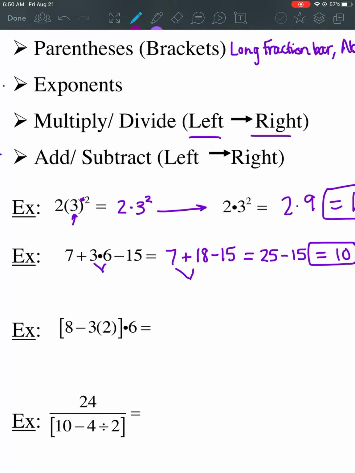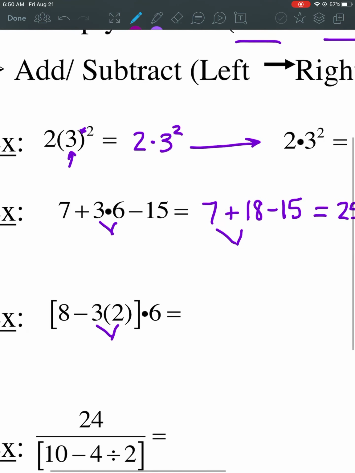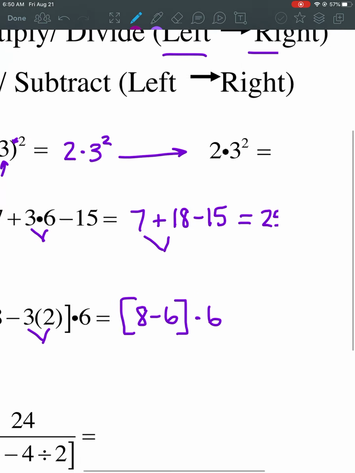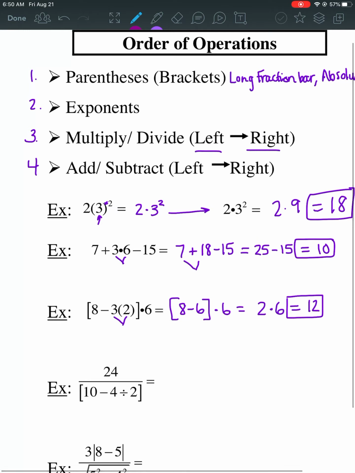Okay. Next example, we have brackets. Again, the parentheses right here mean multiply. So 8 minus 3 times 2. We do those brackets first, and then we follow order of operations inside the bracket. So I'm going to leave the bracket because all I'm going to do is the 3 times 2 first. So 8 minus 6. And then we have that times 6 outside. Okay, next in the bracket, we just have one operation left. So 8 minus 6 is 2. And then 2 times 6 gives us 12.